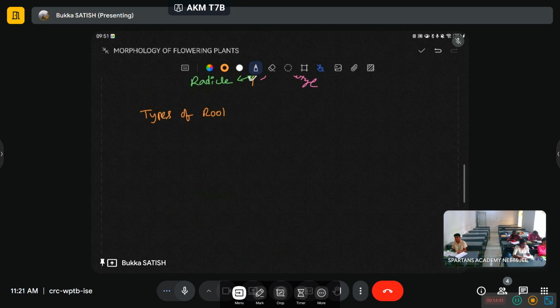Before that, let's write root system. The first one is root system. Right, this is the first one. Types of root system.